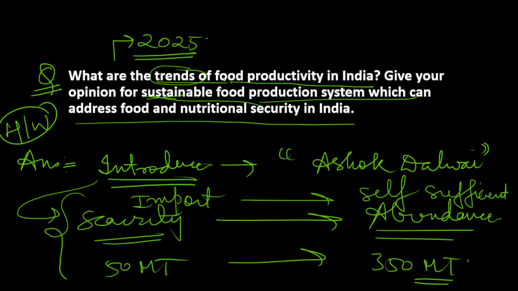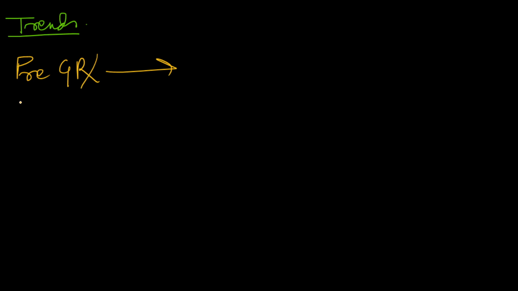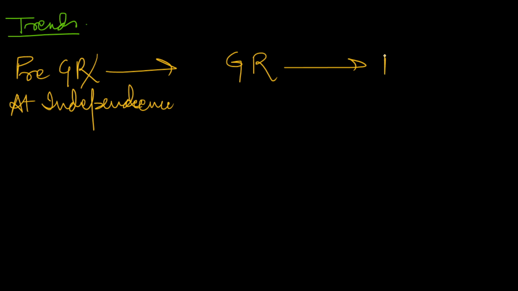In the first part of the question, we have to discuss the trends of food productivity in India. When you see Indian food production, you have seen that it is changing with time. I think you can write this part of the answer in subheadings, and those subheadings should be different timelines: at independence, the pre-green revolution, then came the time of green revolution, then post green revolution, and then we have recent trends.